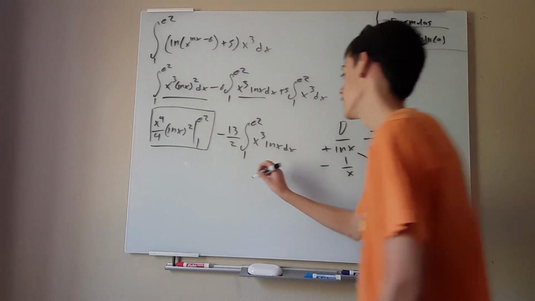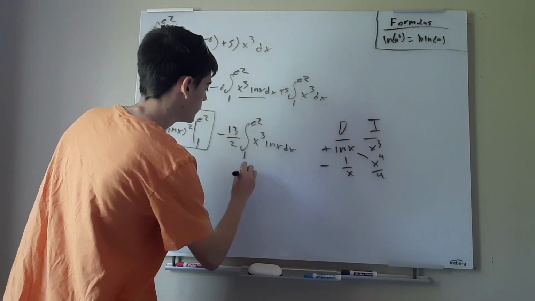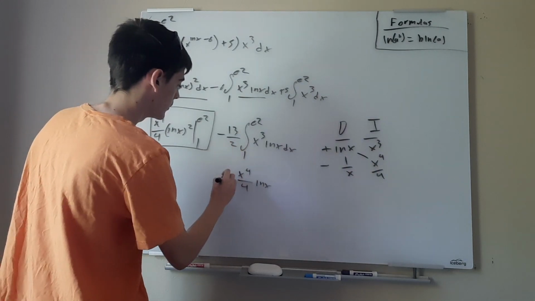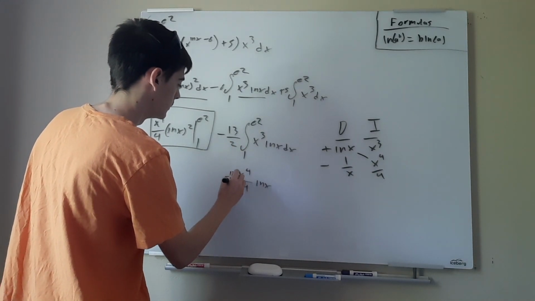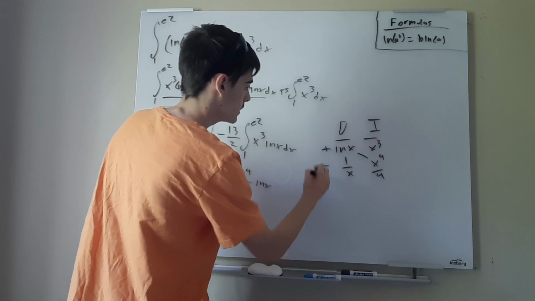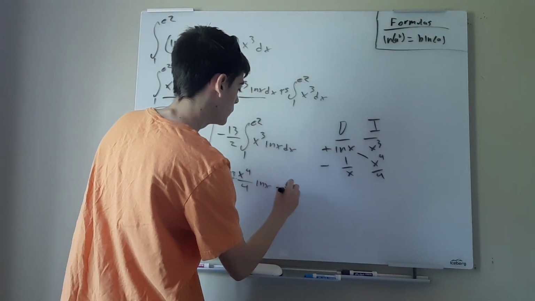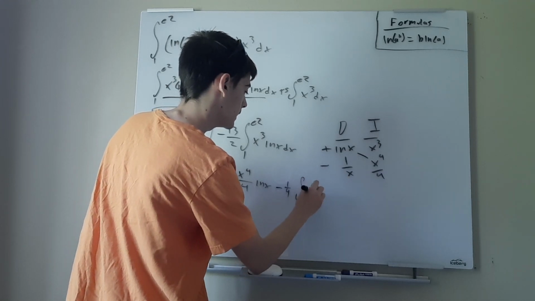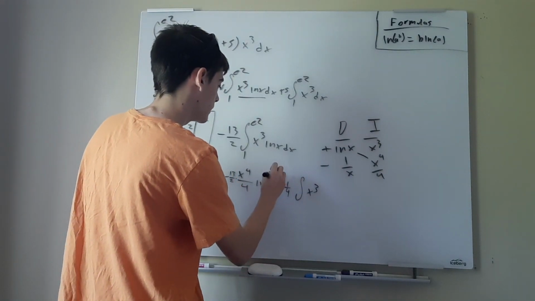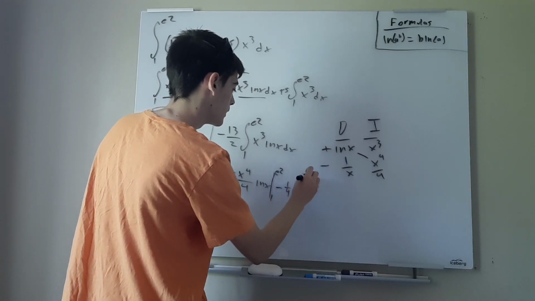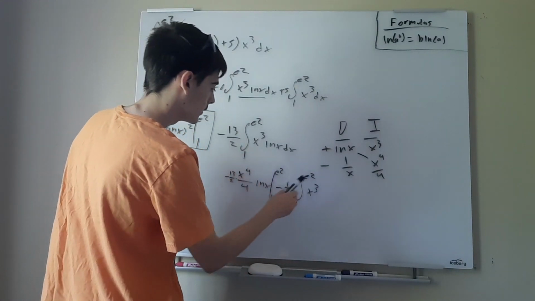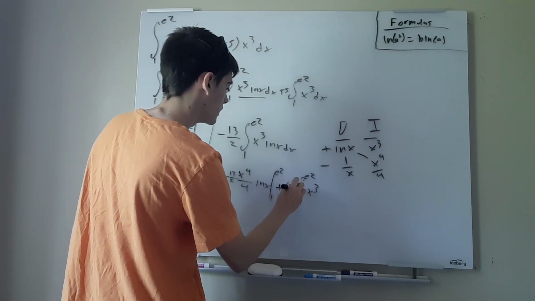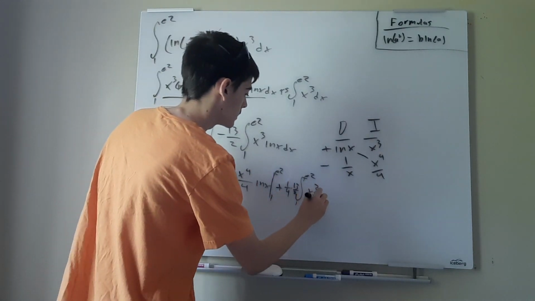So it will be, let's move back over here, it will be x to the 4th over 4 times ln x. But don't forget this constant out front, so we have to multiply that by negative 13 over 2. And then we will subtract this part, which is minus 1/4 times the integral of x cubed. And both this is evaluated from 1 to e squared, and so is this part. And don't forget, we still have to multiply negative 13 over 2 to this integral, so the negative times the negative is a positive. Then just multiply this by 13 over 2 dx.